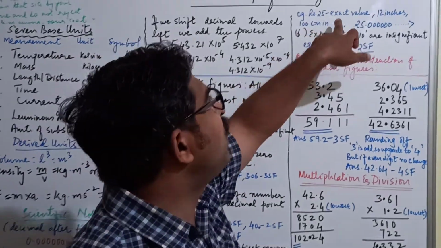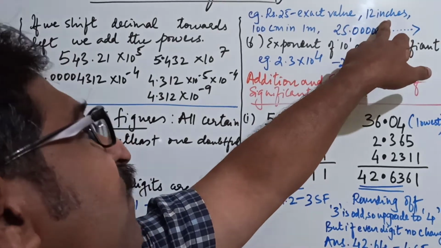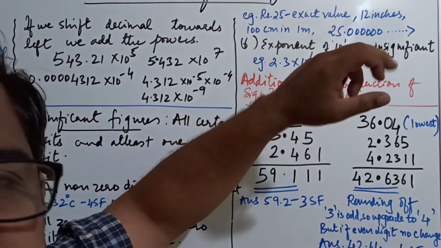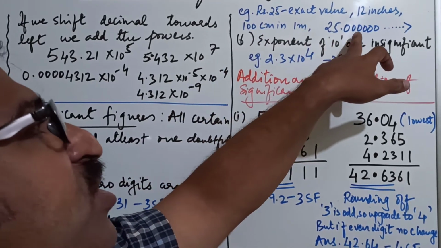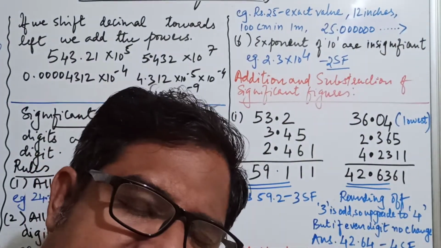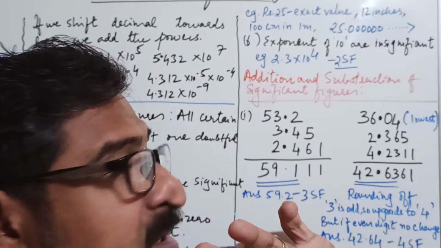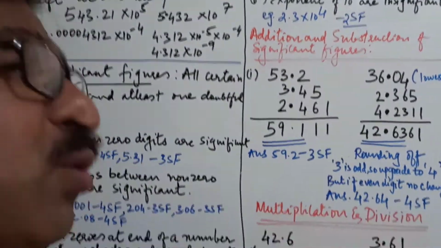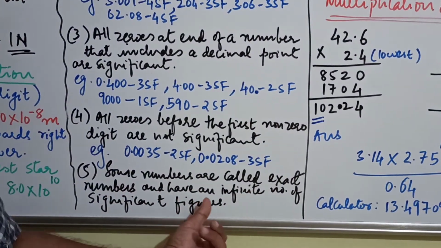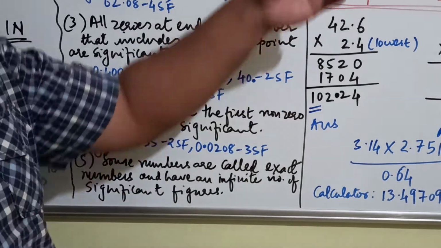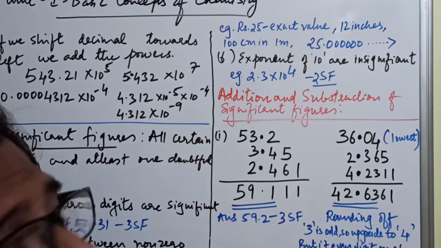Now here 25 rupees is an exact value. If I say 12 inches, that is also an exact value. 100 centimeters in 1 meter, that is also an exact value. So if I say 25 rupees, it is 25.000. The zeros are endless. It is infinite. An infinite number of zeros would come here. Clear? So that is what our rule number 5 is. Some numbers are called exact numbers and have an infinite number of significant figures, because these zeros will come ahead.